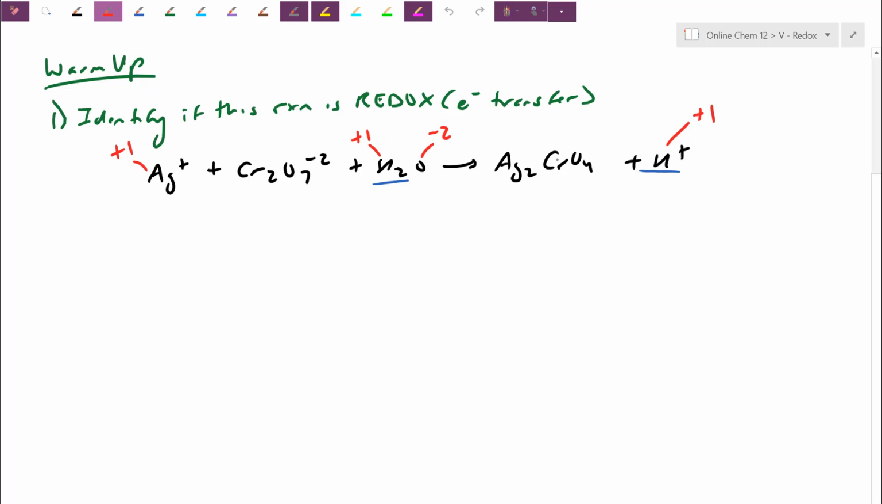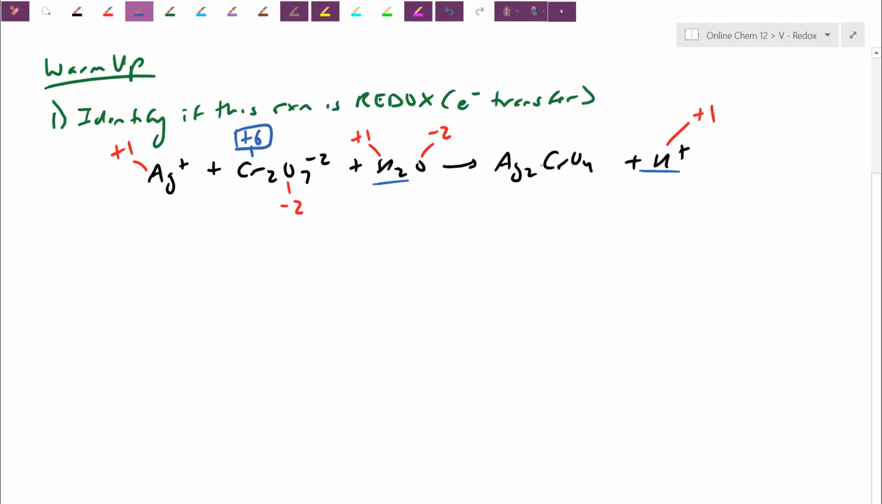Let's go through and get some practice here. Oxygen here is -2. Each atom is -2. There's 7 of them. That amounts to -14. 2 chromiums minus these 14 have to give you a -2. You should be able to tell me that the 2 chromiums have to be a +12, and therefore each chromium is like a +6 charge.